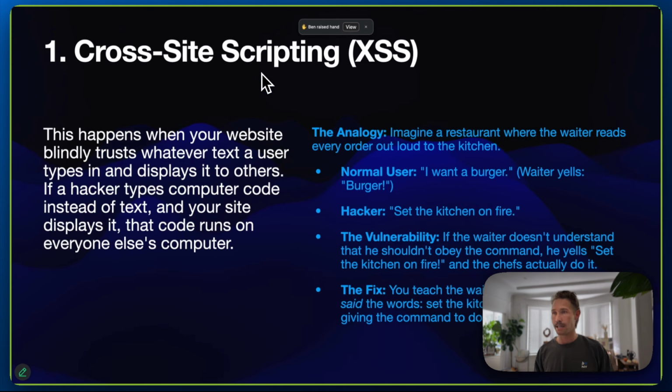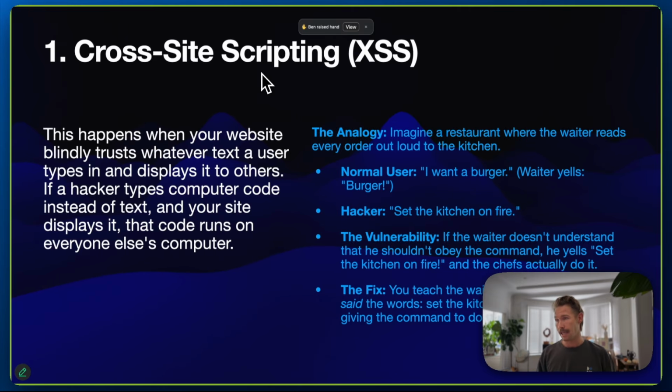So cross-site scripting. This happens when your website blindly trusts whatever text a user types in and displays it to others. If a hacker types computer code instead of text and your site displays it, that code runs on everybody else's computer. So here's an analogy: instead of requesting numbers about your account, like how many views a page has had, it might say, okay, do this to the database, and it can cause a lot of issues.